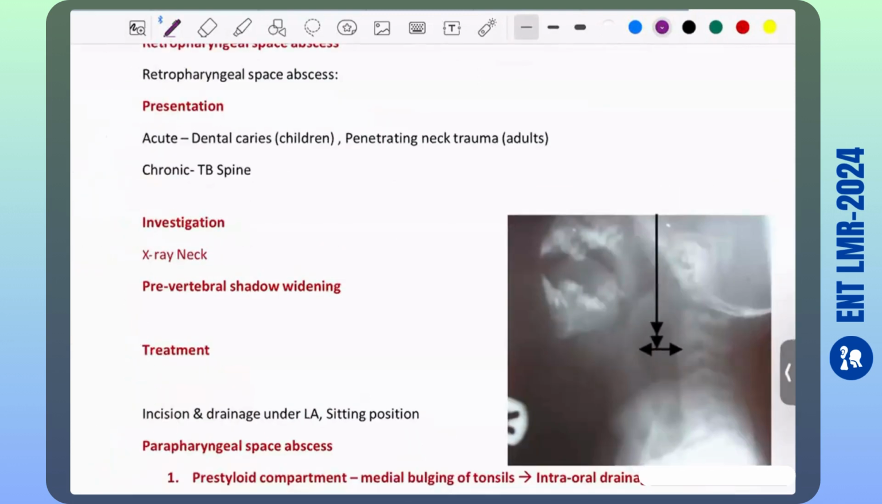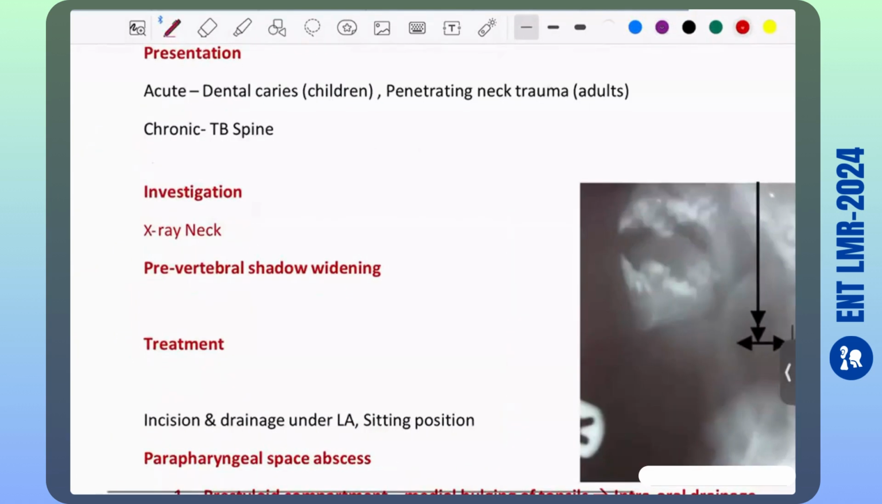The investigation of the retropharyngeal abscess is widening of the prevertebral shadow. Prevertebral shadow widening. X-ray neck lateral view showing prevertebral shadow widening.